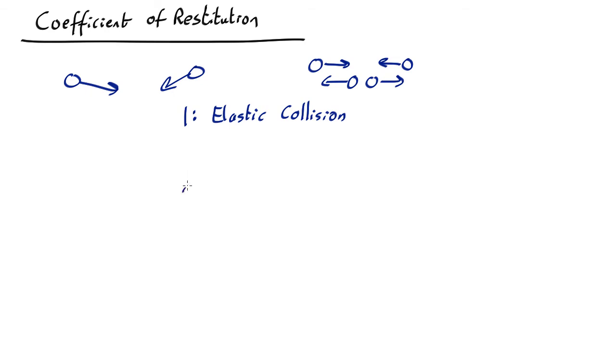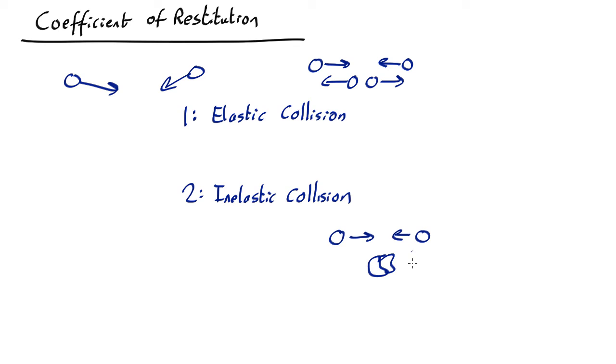The opposite limiting case is an inelastic collision. In particular, a maximally inelastic collision. In this case, when the particles approach each other, they end up sticking. So the relative speed as they come in is whatever it is, and the relative speed as they go out is zero.